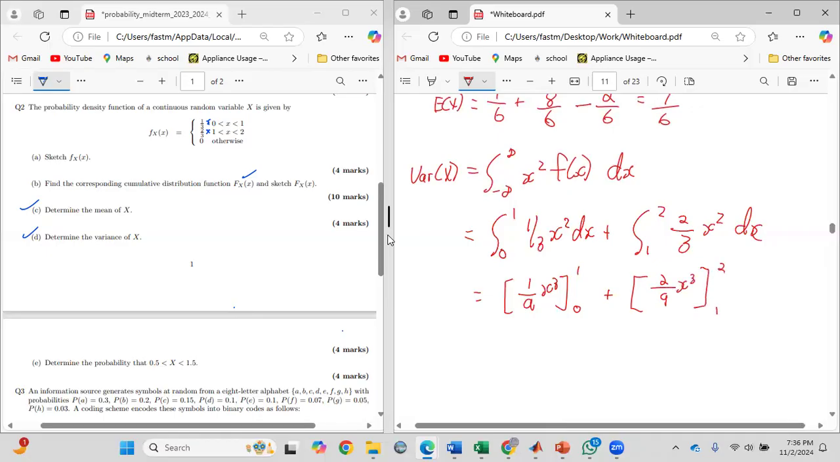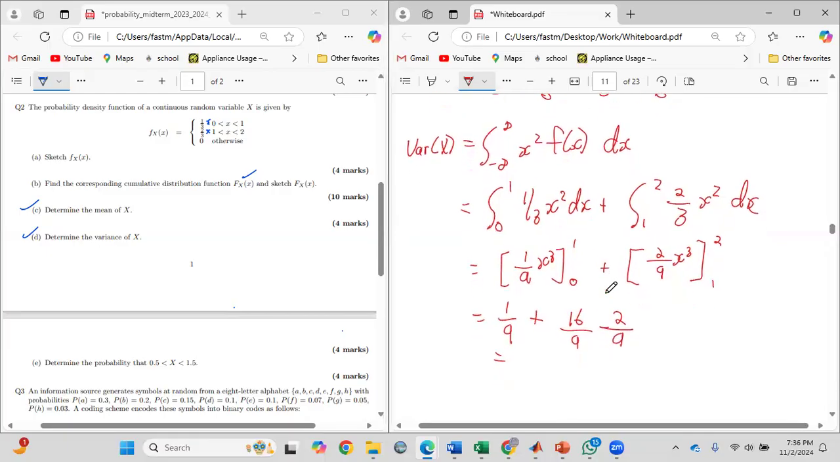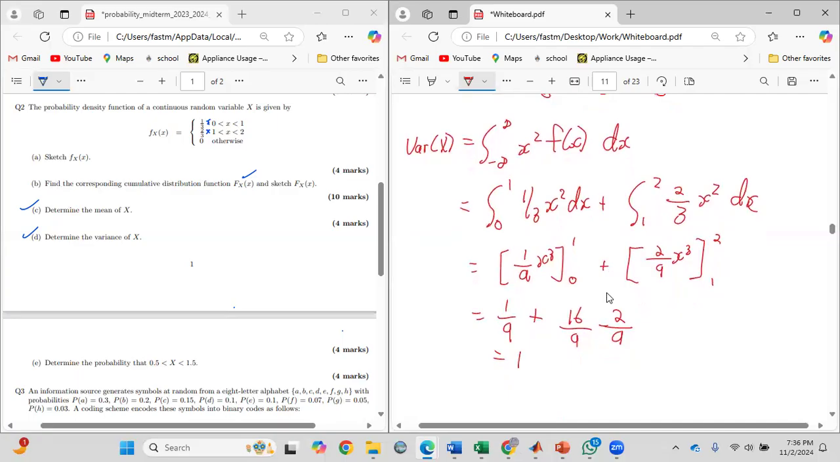between 2 and 1. So this here will be 1/9. It'll be 0 at the lower limit, so I can skip that. Then this here will be 2 cubed, which is 8, because 2 twos are 4, 4 twos are 8. 8 times 2 is 16 over 9. Subtract, and that'll be 2/9. So 16 plus 1 is 17, and 17 subtract 2 is 15 over 9. And that is the variance of x.